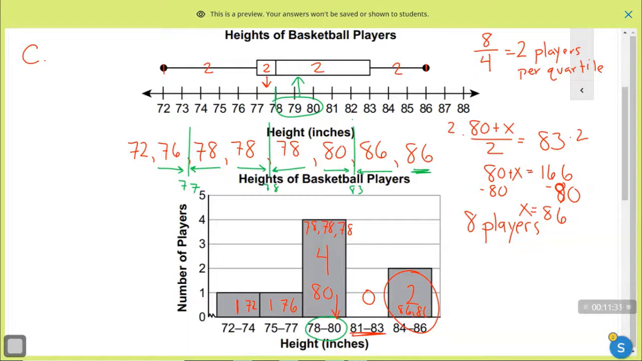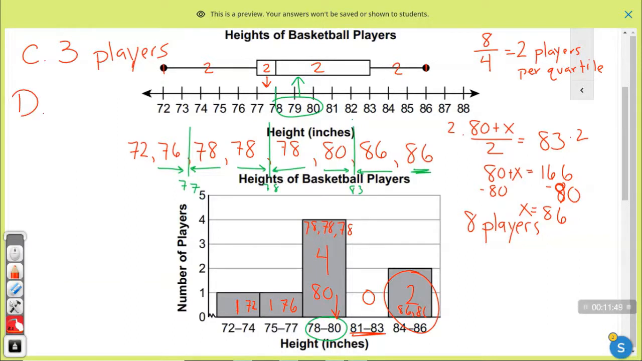In C, how many pieces of data were 78? Three players. All right, three players had a height of 78 inches. Sorry, I said plays. Three players had a height of 78 inches.